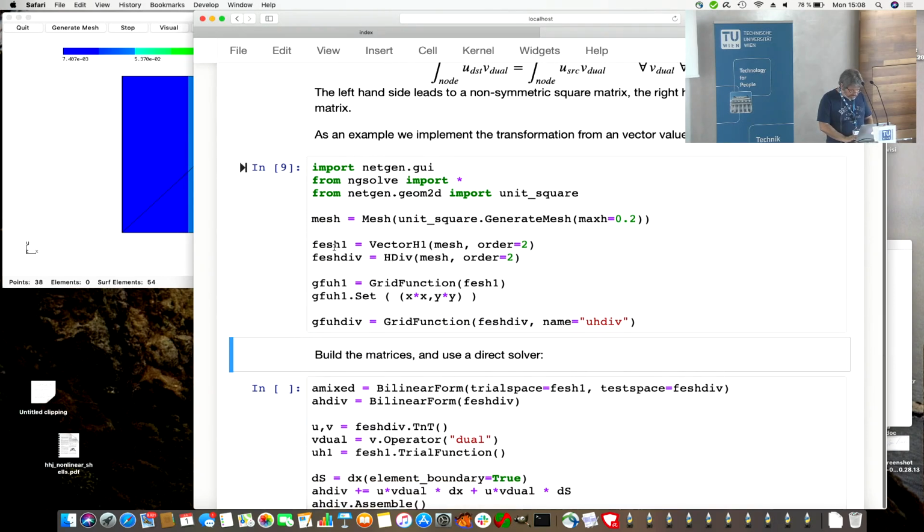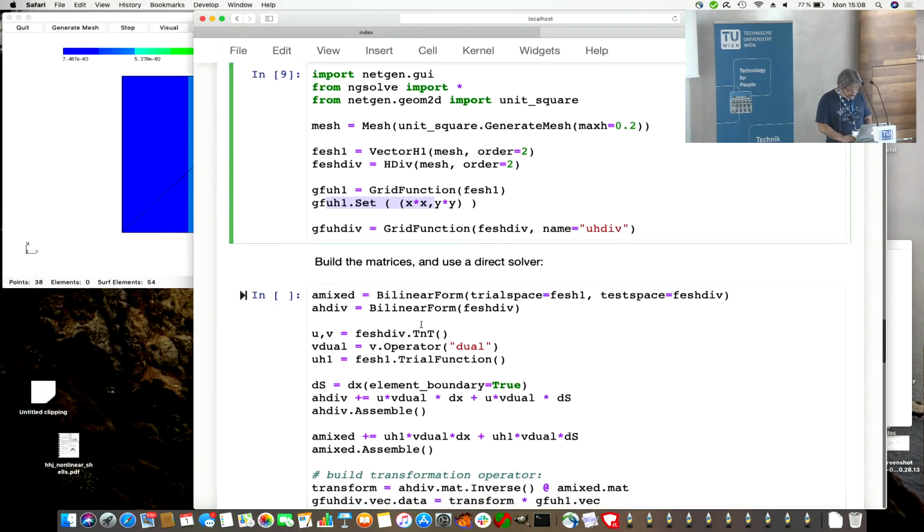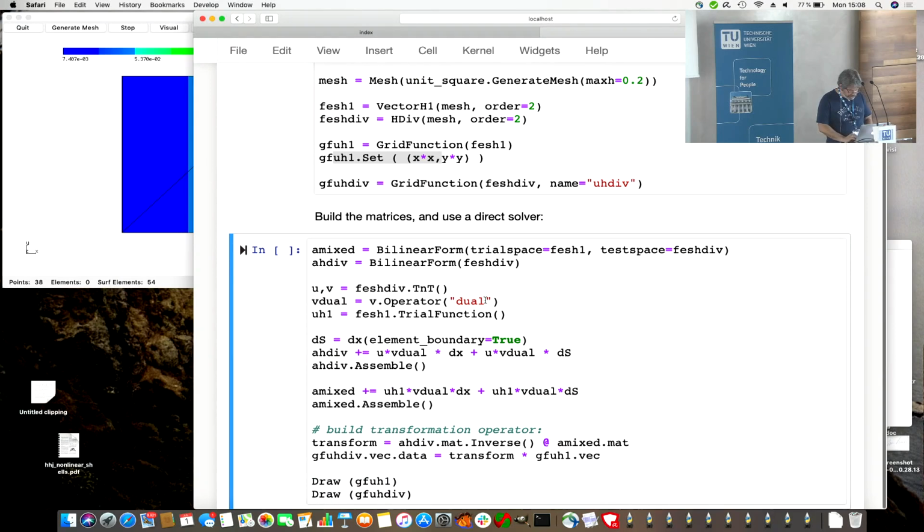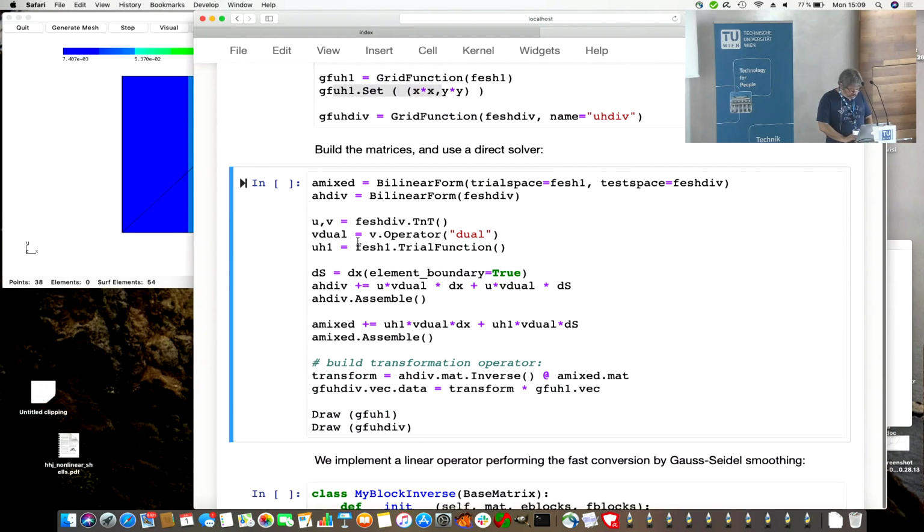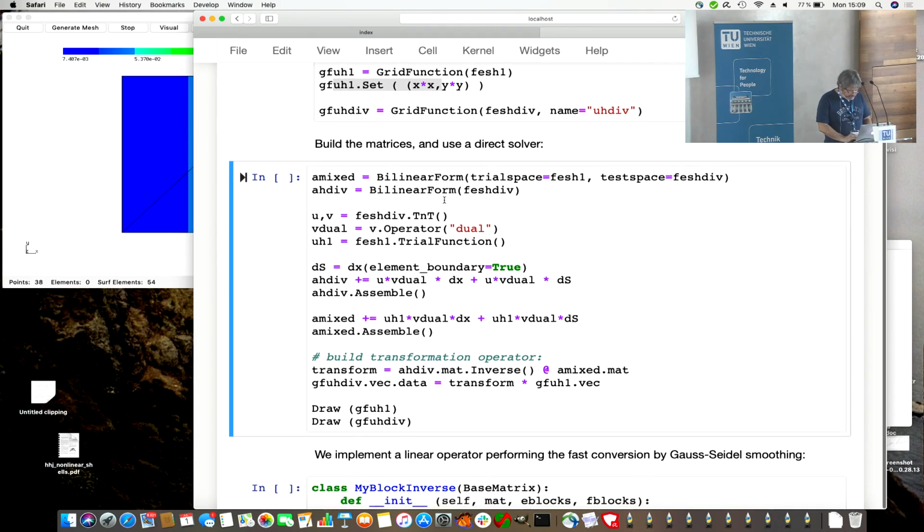Okay, what we have here, we have a vector H1 space and an HDiv space. We set the H1 function to something, and we want to interpolate this function into the HDiv space. Okay, we have two matrices now. The coupling matrix, which is rectangular, with the trial space H1 and the test space from the destination space, and the matrix to be inverted, which is a square matrix.